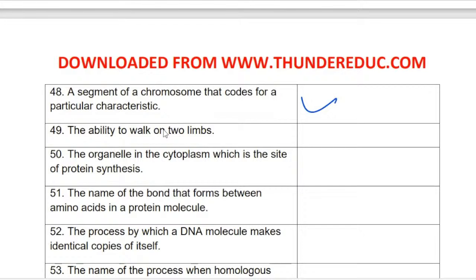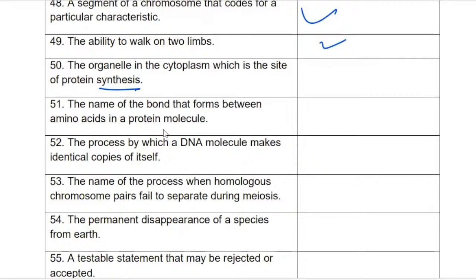We talked about it. Ability to walk on 2 limbs, we call it bipedalism. The organelle in the cytoplasm which is a site for protein synthesis is a ribosome. The name of the bond formed between 2 amino acids, I explained this, it is a peptide bond. The process by which a DNA molecule makes an identical copy of itself, we call it DNA replication.